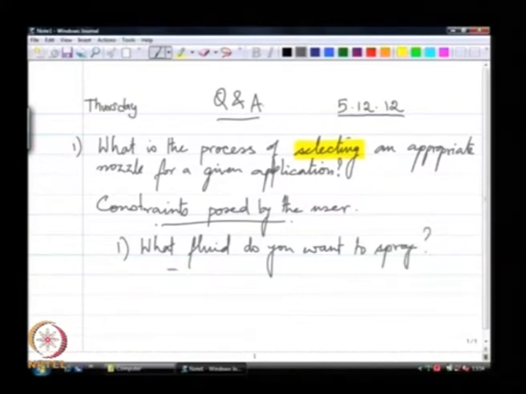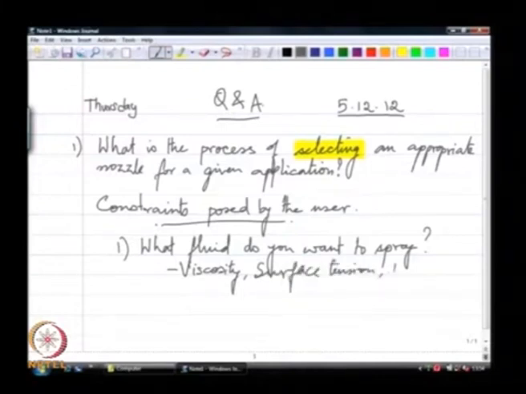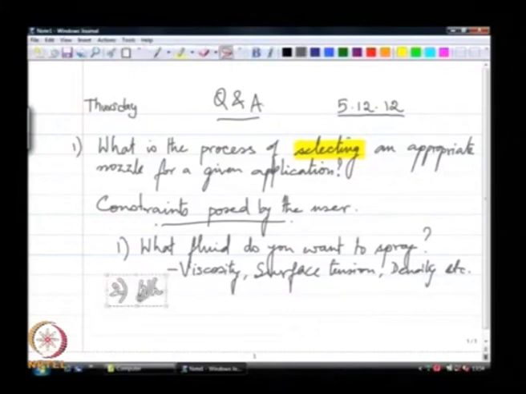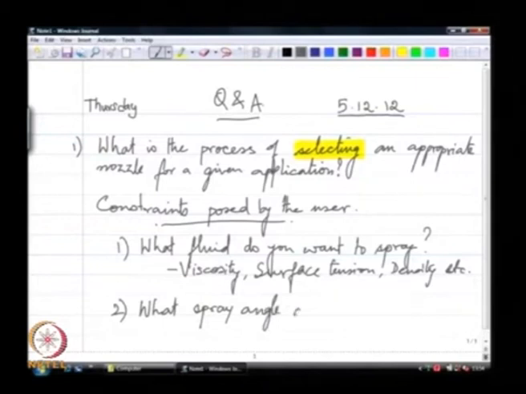And subsidiaries to this are the physical properties that are relevant, which are in terms of viscosity, surface tension, density of the fluid, etc. Second, what spray angle do you need?